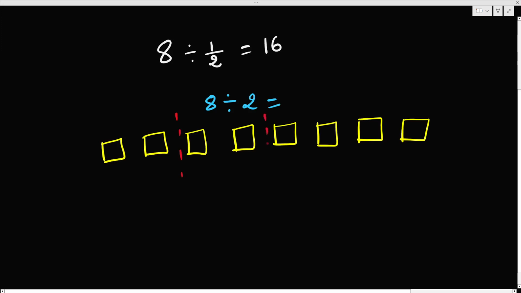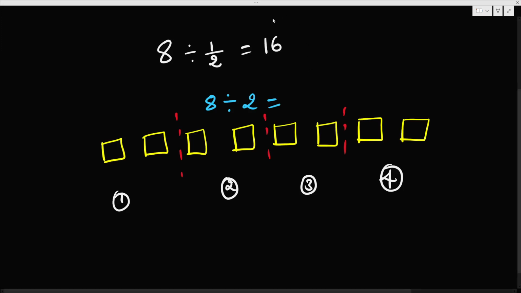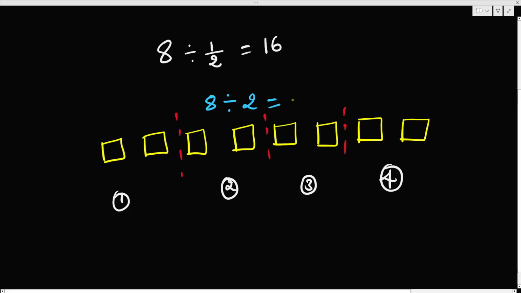This is 2 groups, 2 groups. So there are 4 groups of 2, 3, 4. So that's why 8 divided by 2 equals 4. Division is not just splitting. Division is actually asking how many groups can fit inside.